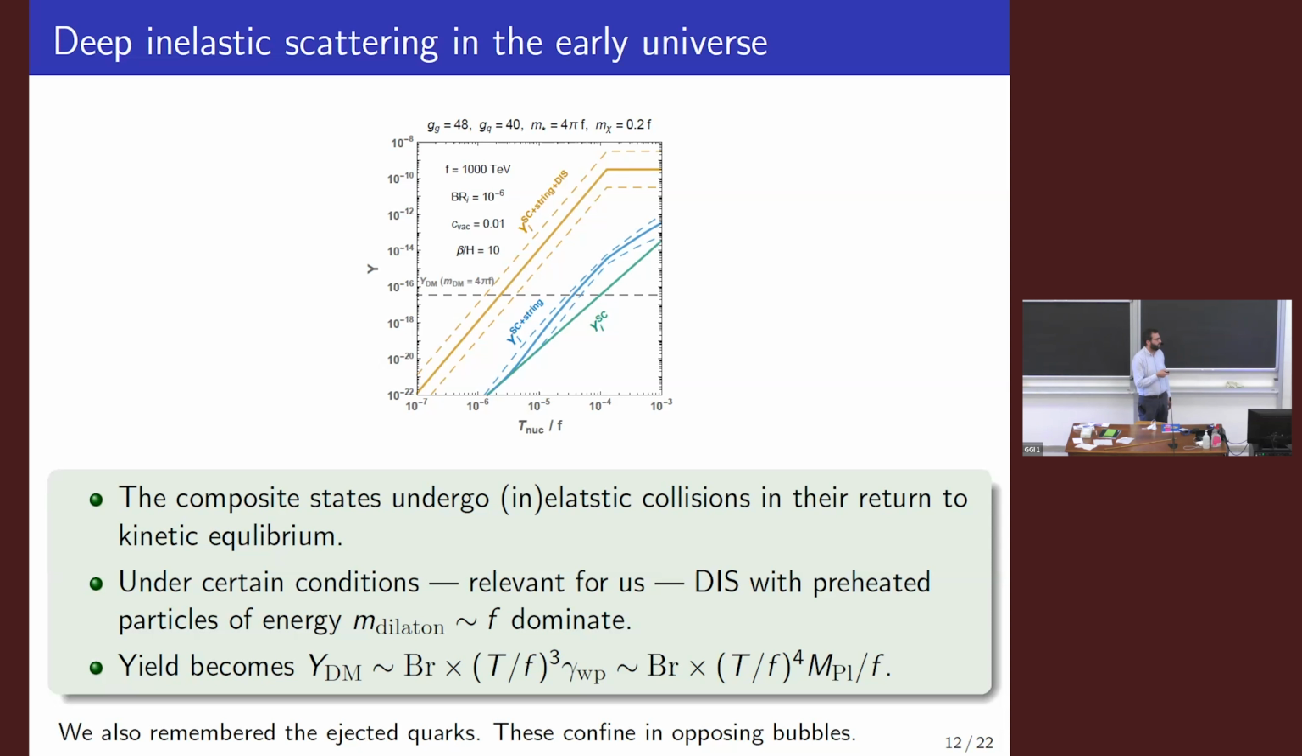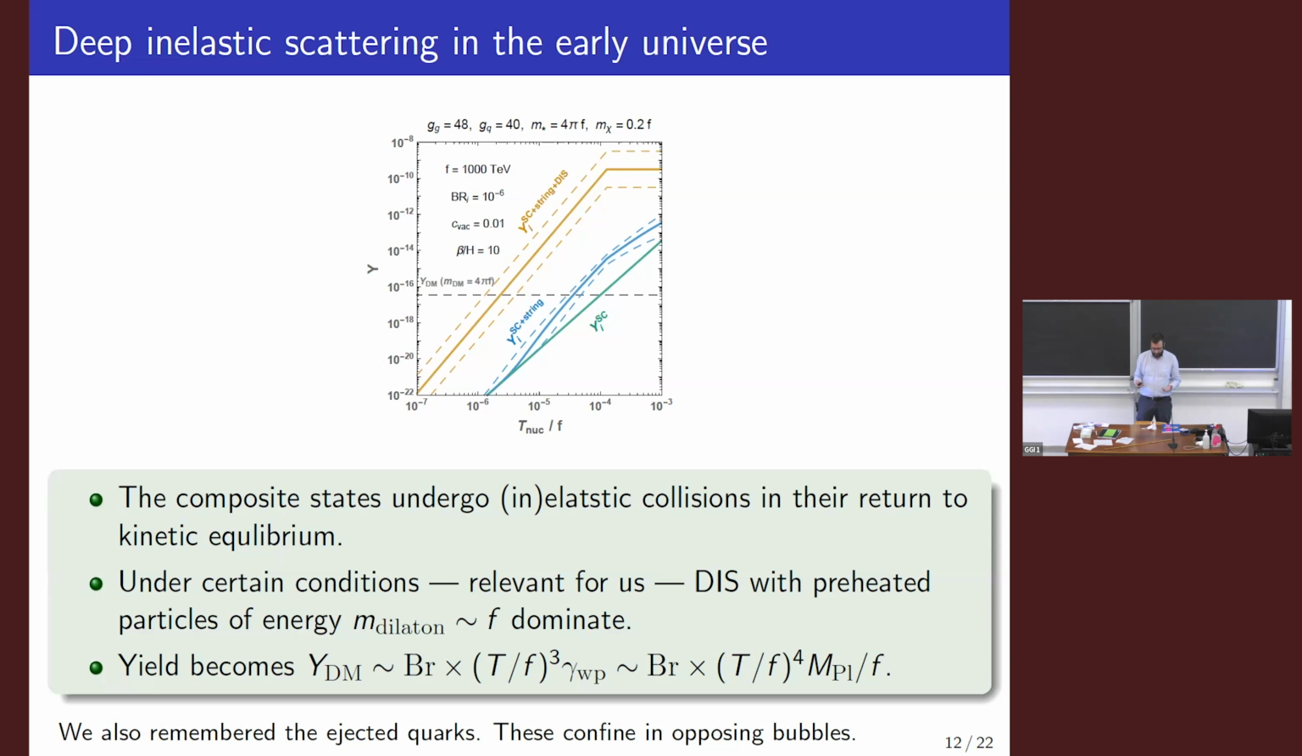So taking this into account, here I've got a plot of the supercooling. So the nucleation temperature over F on the x-axis. So here's 10 to the minus 3, 10 to the minus 4, so on. And here I've got the yield. And if you just had an elementary relic, you'd have some yield like this green line here.